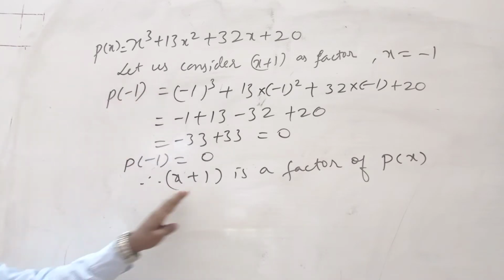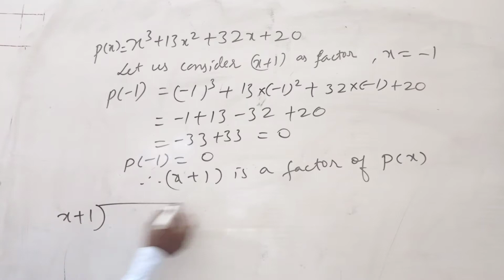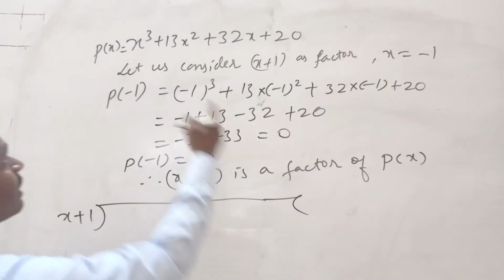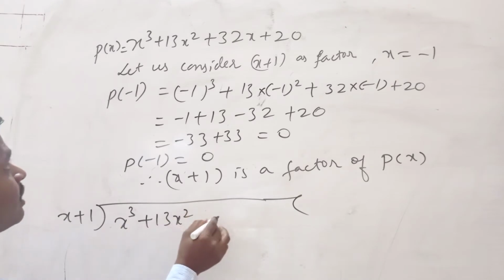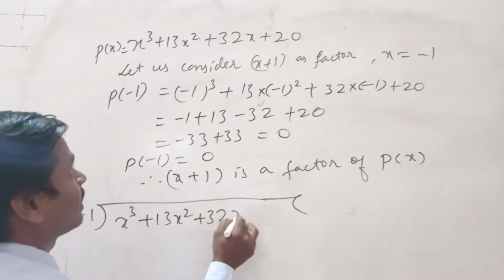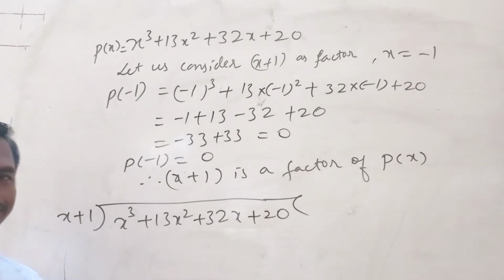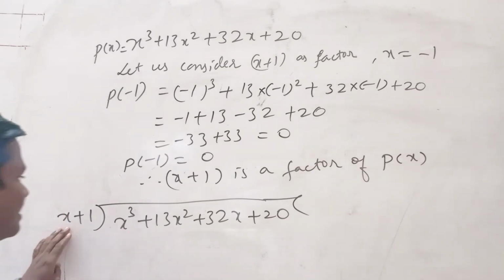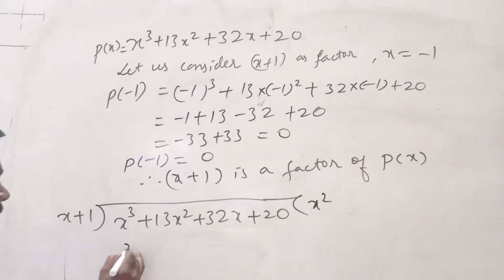x plus 1. Now let us divide this one. X plus 1 is the divisor. The given polynomial is x cube plus 13x square plus 32x plus 20. We will divide this one. Now, the first term is x cube. X cube means x is there, x square we should multiply. X into x square is x cube.